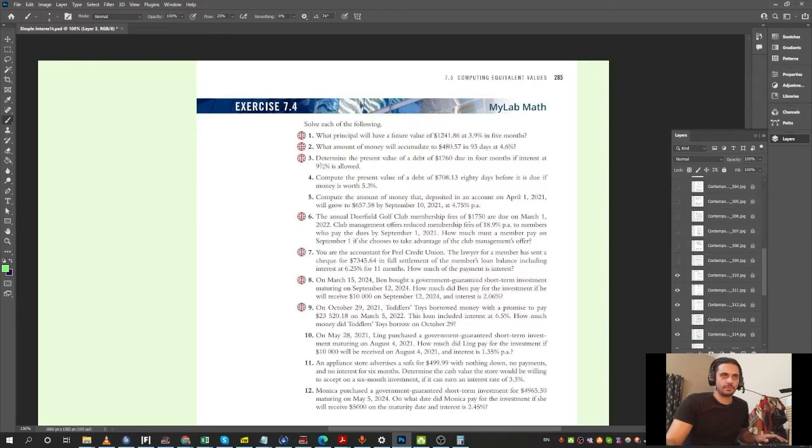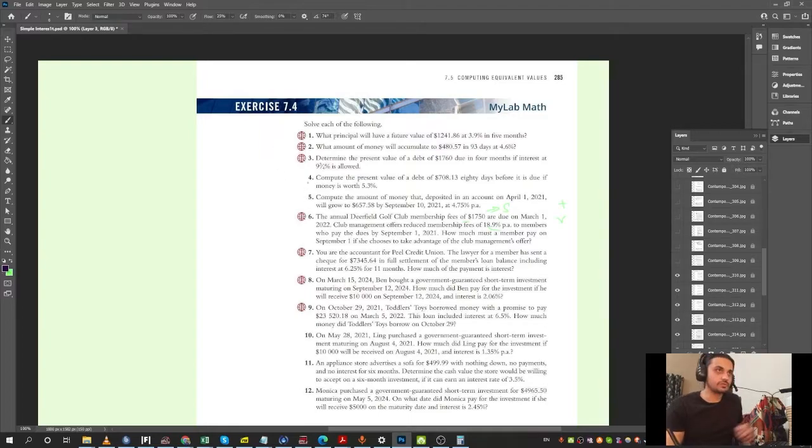The annual Deerfield Golf Club membership fees are due on this date. Club management offers reduced fees to members who pay their dues by September 1st. How much must a member pay on September 1st to take advantage of the club's management offer? So that this much is due on this date, right? Whoever pays early will get a discount of like 18.9%, right? That's the interest rate they're saving on. So that will end up being your R. That will determine from September to March your T, the number of days, and this will be your S, or maturity value.